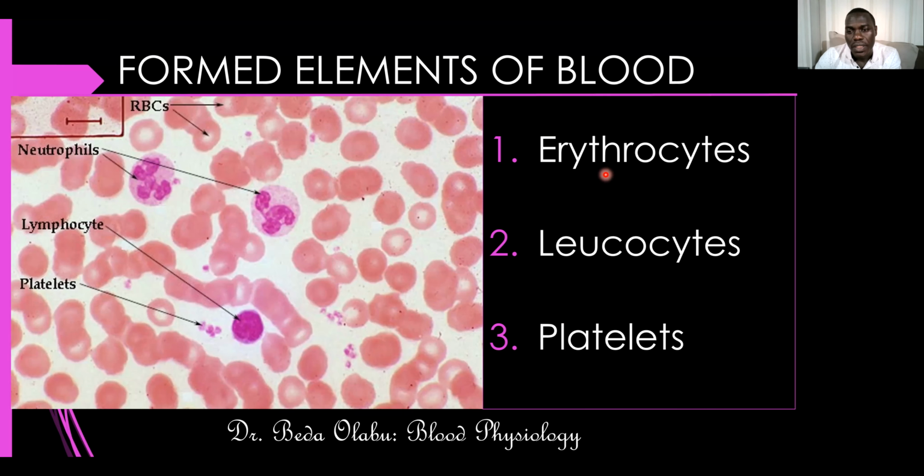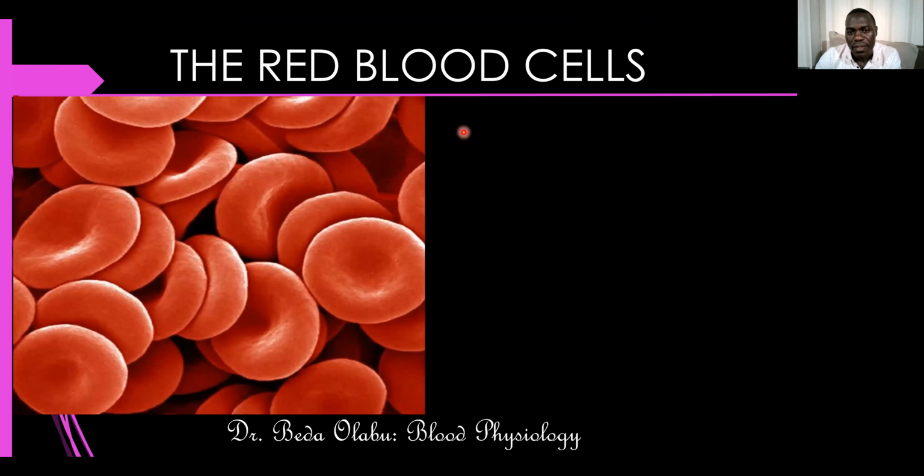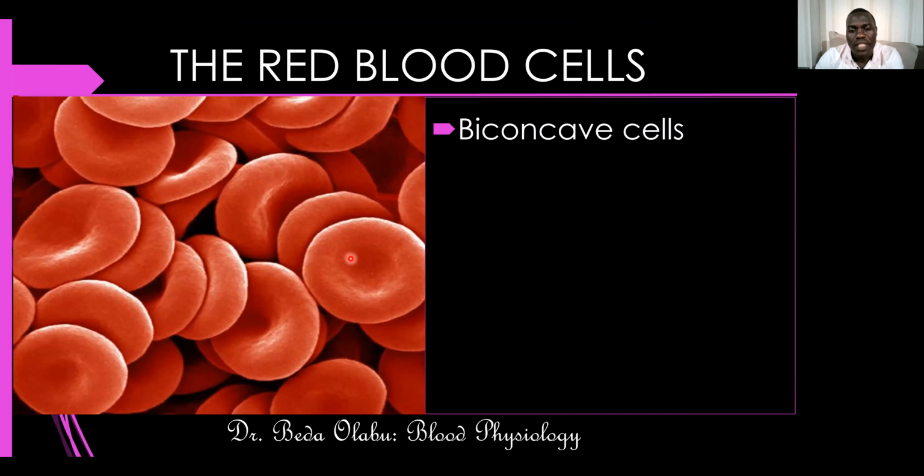All right, let's talk about the red blood cells. Red blood cells morphologically are biconcave discs. This is to mean that they are concave on both sides. As you can see here, the central part is a bit thin because the cell is biconcave.